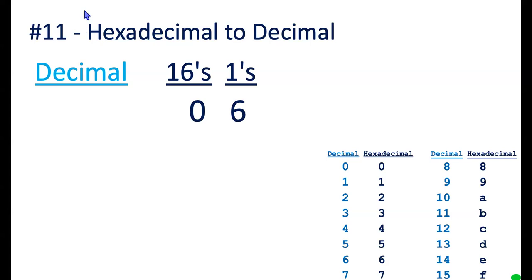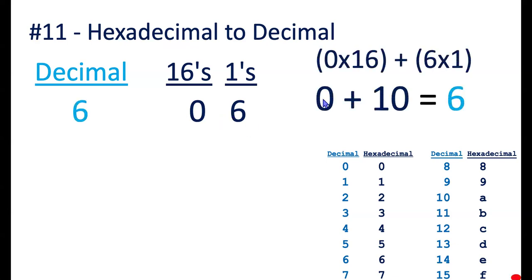No exceptions here. Okay, well, here we are. Follow along, those students of mine, in your homework, number 11 here. Okay, what if I had this hexadecimal value? Now, 0 16s, ignore it, right? 6 ones. Well, that's 0 16s, 0 times 16. We don't have to worry about that. 6 ones, 6 times 1, 6 ones, or 6. Yeah, that easy.